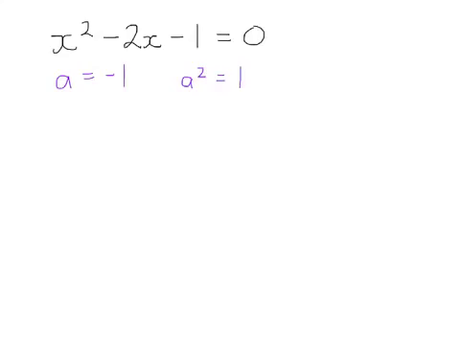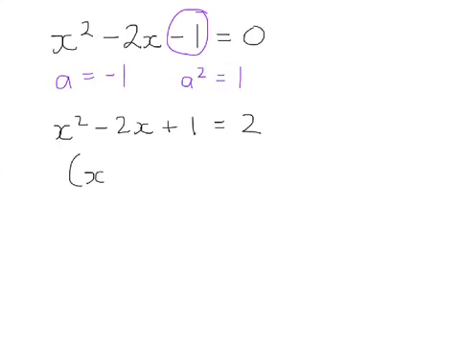So in order to turn this constant term into positive 1, we have to add 2 to both sides. So we get x squared minus 2x plus 1, and we add the 2 to the right hand side to get 2. Okay, should be able to see this. Now the left hand side is going to be x plus a, so that's minus 1 squared. And our right hand side, well, square root of 2 is just square root of 2 squared.